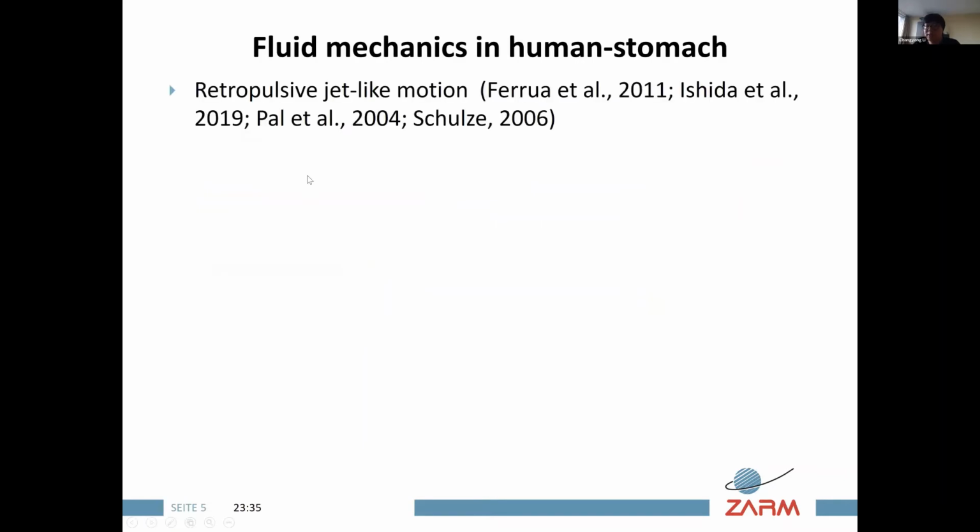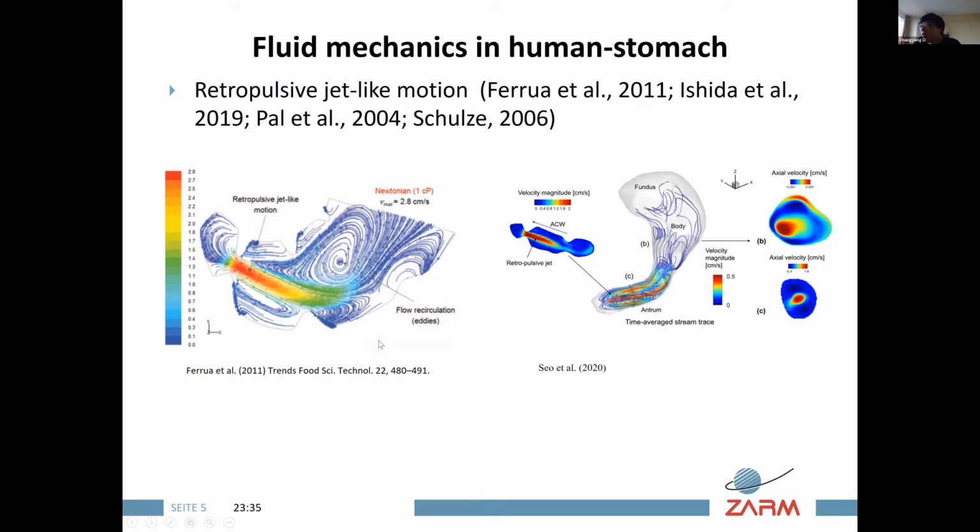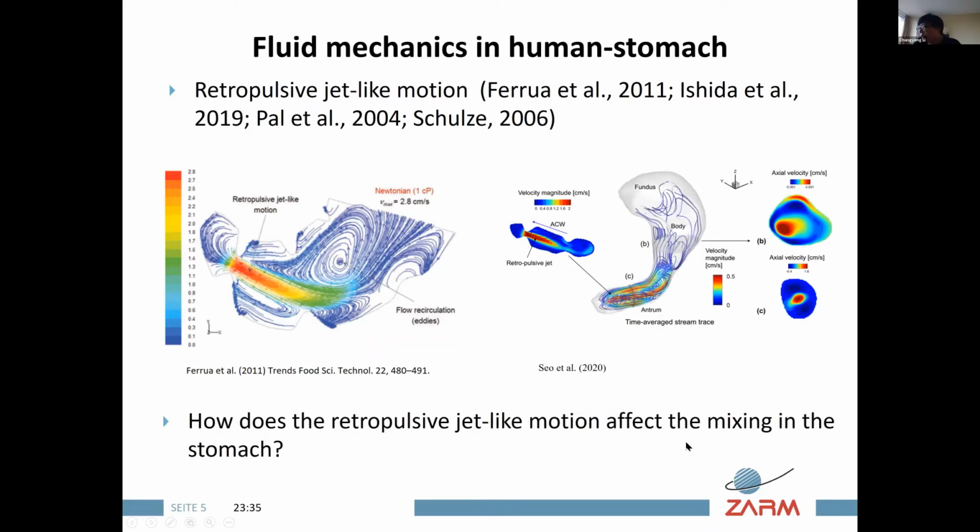Some previous numerical studies reported the retropulsive jet-like motion. Well, how this motion affects the mixing in the stomach needs more understanding.